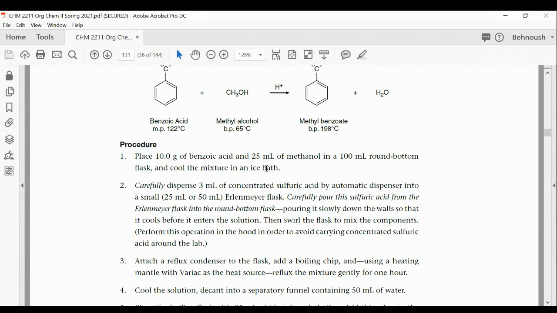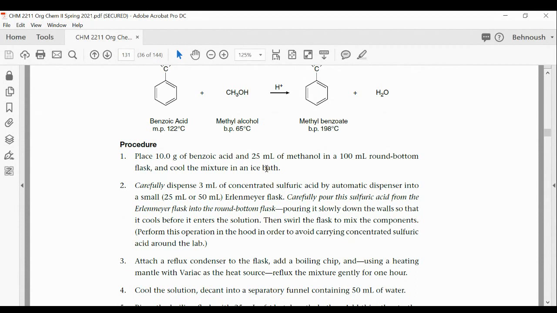Therese, can you tell me why we have to use an ice bath? This is before step 2. First, you are going to place it in the ice bath. Any idea why we would put the reaction mixture in the ice bath before we move to the next step, which is adding sulfuric acid?